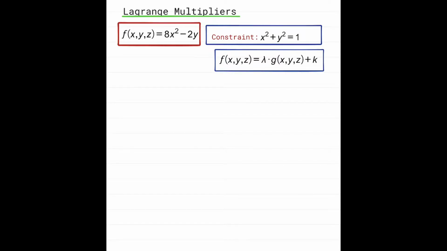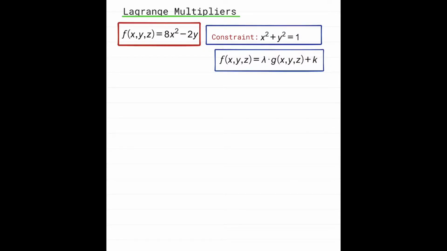Hello guys, in this video I'm going to go over how to solve a Lagrange multiplier problem. Basically, for Lagrange multipliers, you're given a multivariable function, in this case 8x squared minus 2y, and a constraint, x squared plus y squared equals 1. And don't forget there's a plus sign in front of the x squared and a plus in front of the y squared.